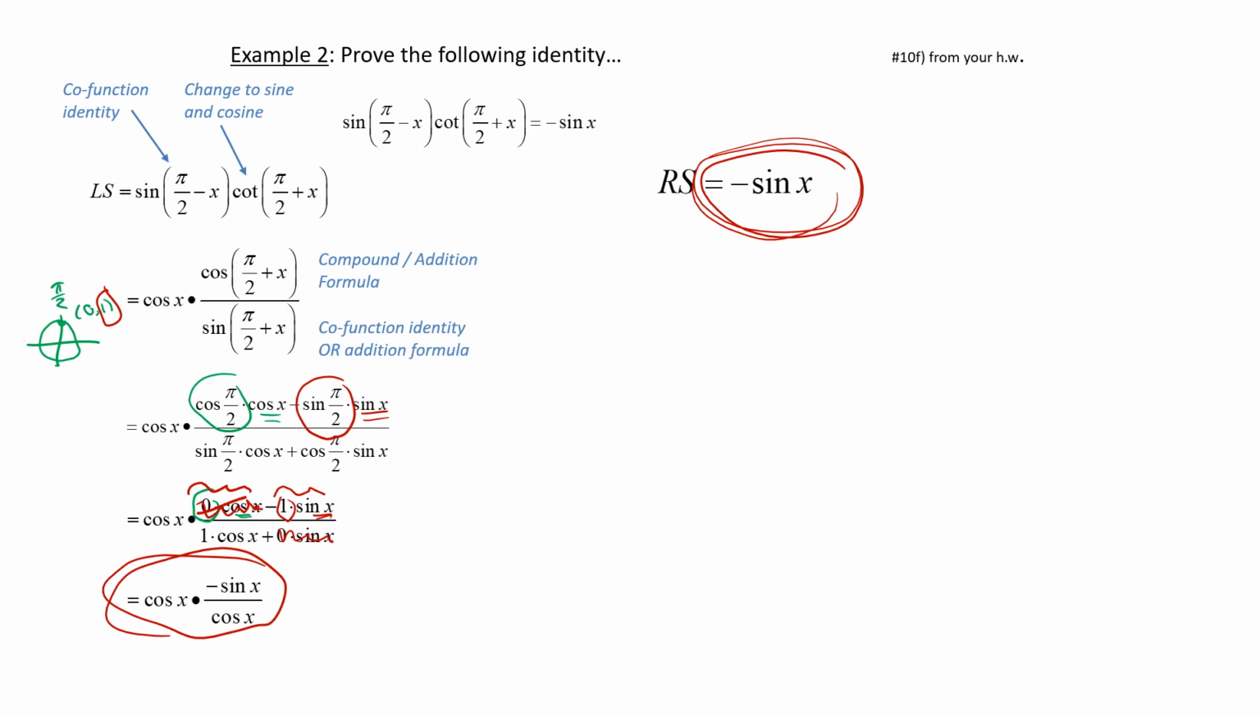What are we going to do? We're going to cancel these cos x's because they're monomials. One's on the top, one's on the bottom, and there we get our minus sine x, or negative sine x.